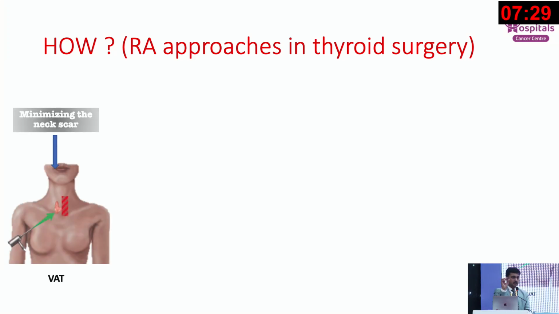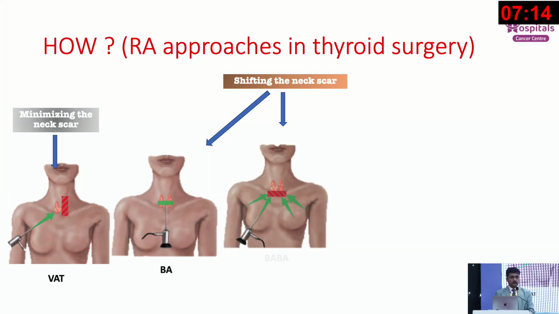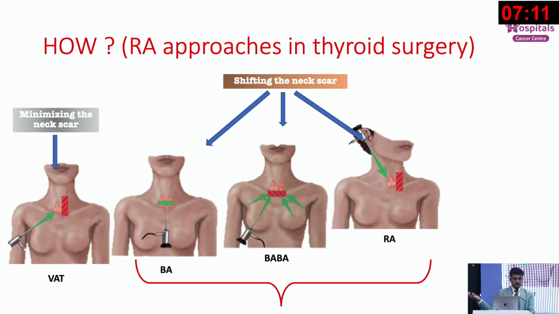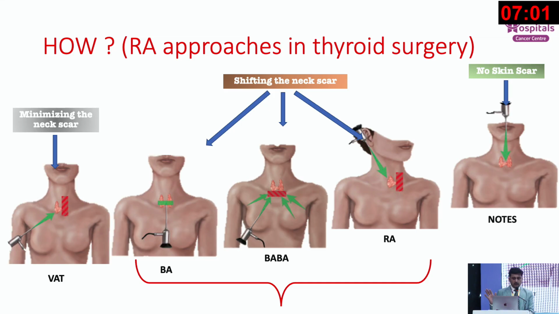To minimize the scar, you put a very minimal scar of 2 to 3 centimeters and do a video assisted thyroid surgery. You cut that area and use your endoscope and do the entire thyroid surgery. You can shift the scar from the neck to an extra cervical region, such as the breast areolar approach, the bilateral breast areolar approach, or the retroauricular area. Or you do not put any skin scar at all, and that is known as NOTES, Natural Orifice Transluminal Endoscopic Surgery for the thyroid. Here there is no skin cut placed.